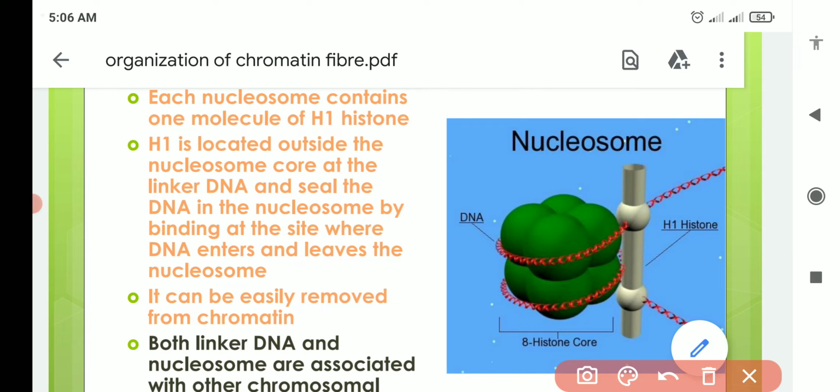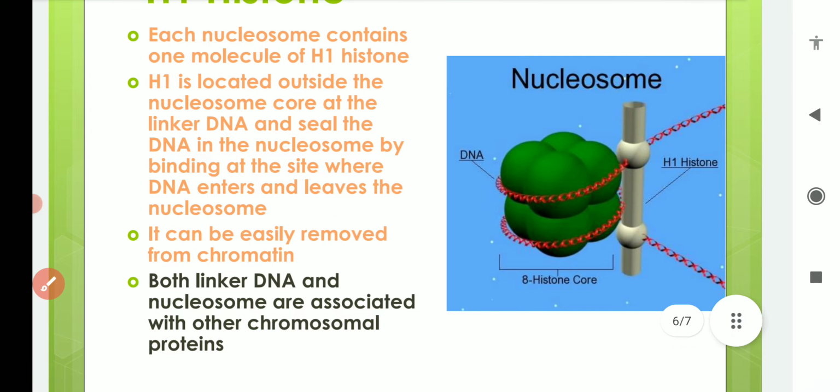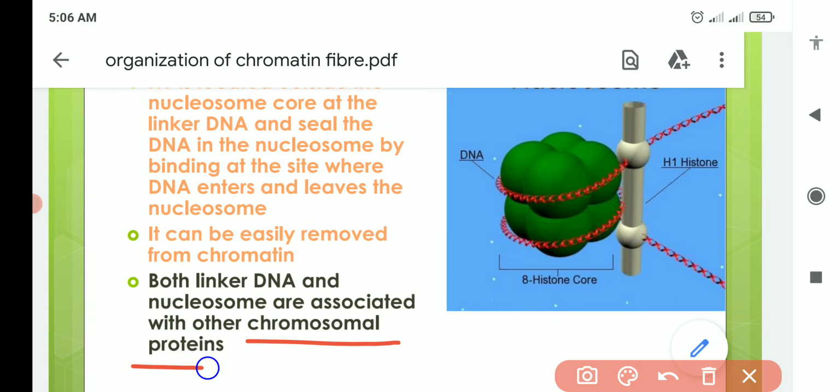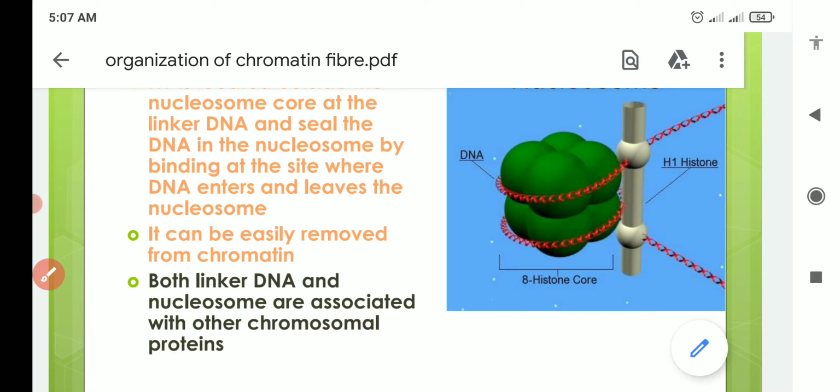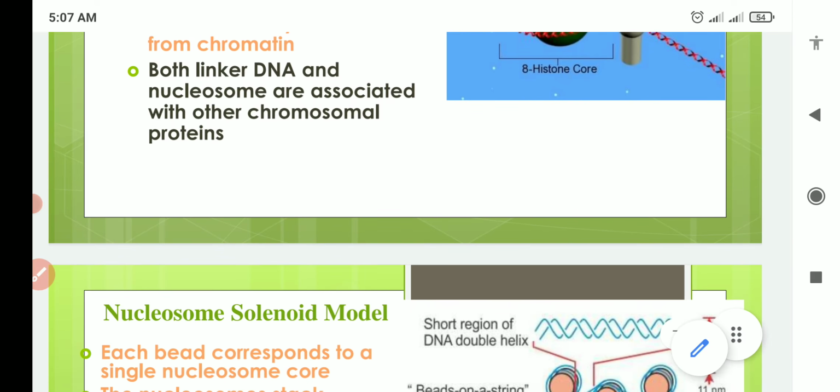Both linker DNA and nucleosomes are associated with other chromosomal proteins also. So the other component is other chromosomal proteins. Some proteins are present on linker DNA, and some proteins are present on the nucleosome, which are known as non-histone proteins. So this is the organization, how the DNA coiling takes place, where the different histones are present, and what the different functions of these histones are. Ultimately they form the basic structure of the chromatin fiber.